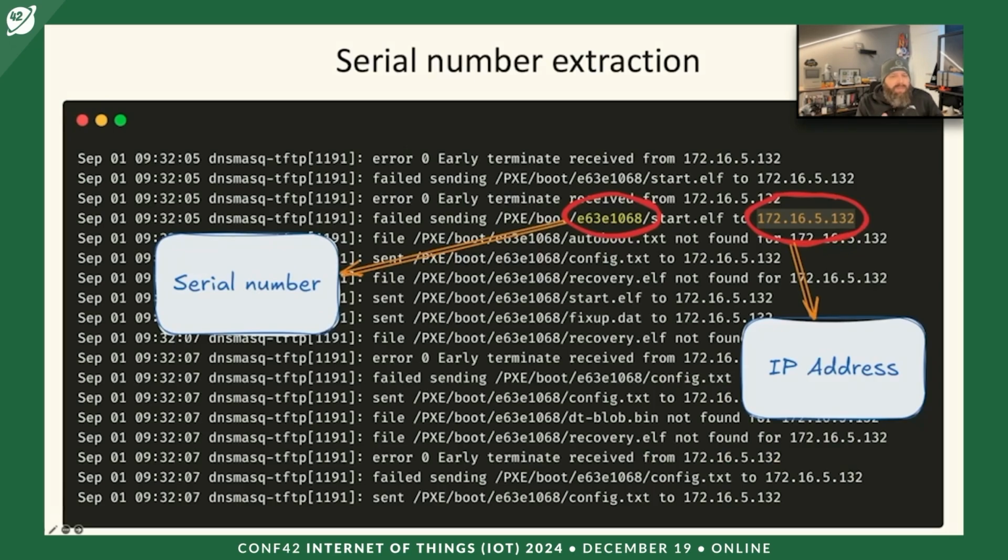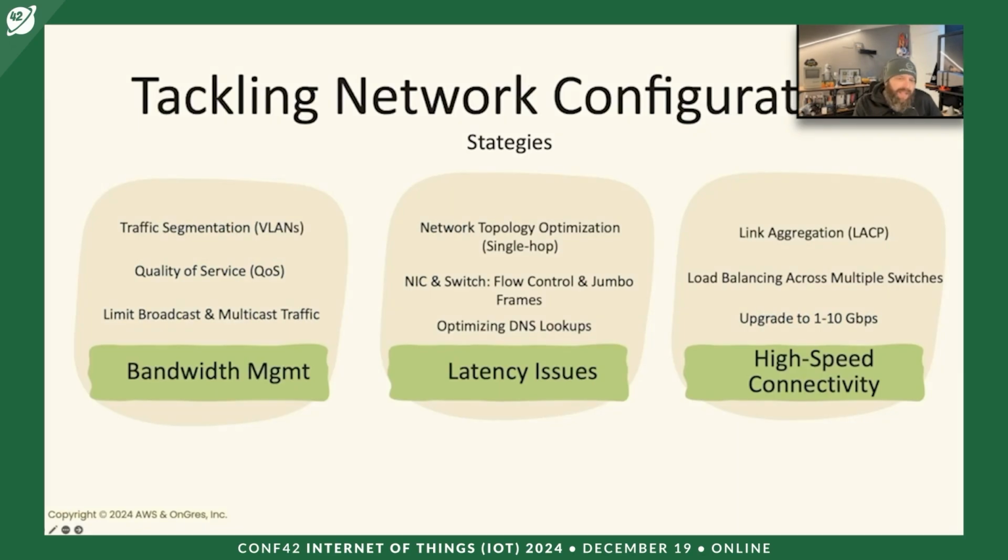If we look here, as you can see, this is just for a single IP, so you will have very long logs to get all the 63. So it takes a bit of time, but you can get the IP address with the serial number. So, strategies to tackle all the network issues, because we are sharing just 300 megs for the whole thing there.